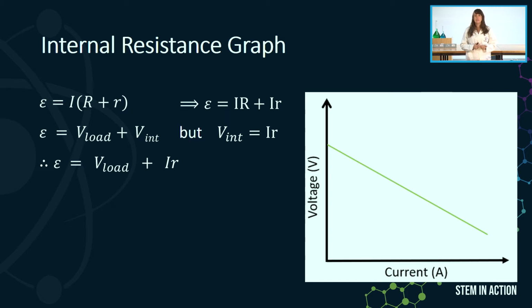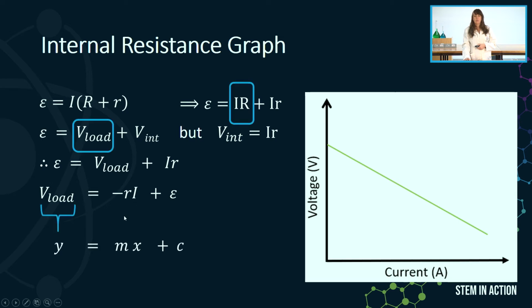So the first thing I'm going to do is make V load the subject of the formula, because that is what is on my y-axis. I also notice that on my x-axis is the current, so in the position for x I need to have my I, my current. So I can rearrange the equation and I get V load is equal to minus r times I plus EMF. Essentially what I've done is I've taken this Ir over to this side, so it became negative Ir, and I just swapped the I and the r. 2 times 3, 3 times 2, same thing. So r times I, or I times r, is the same.